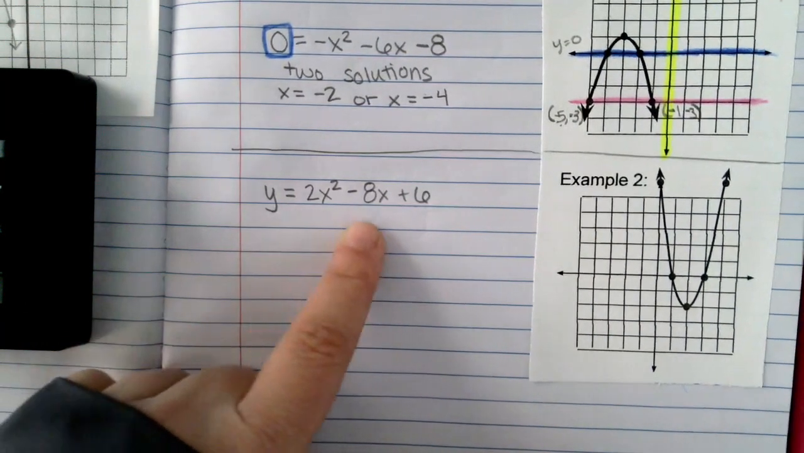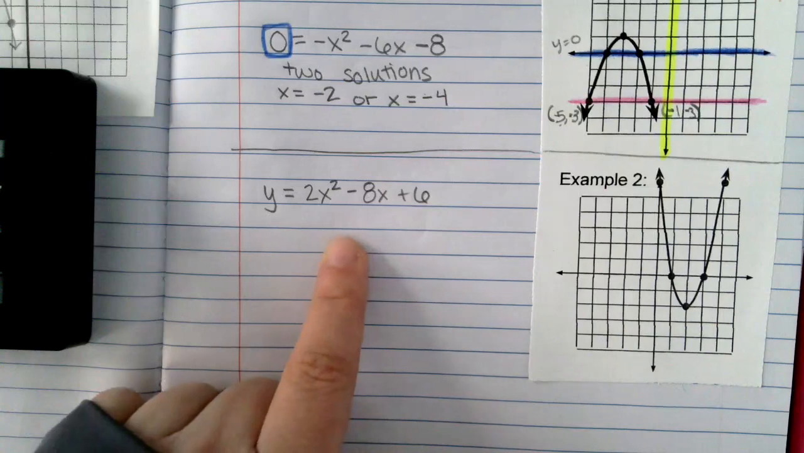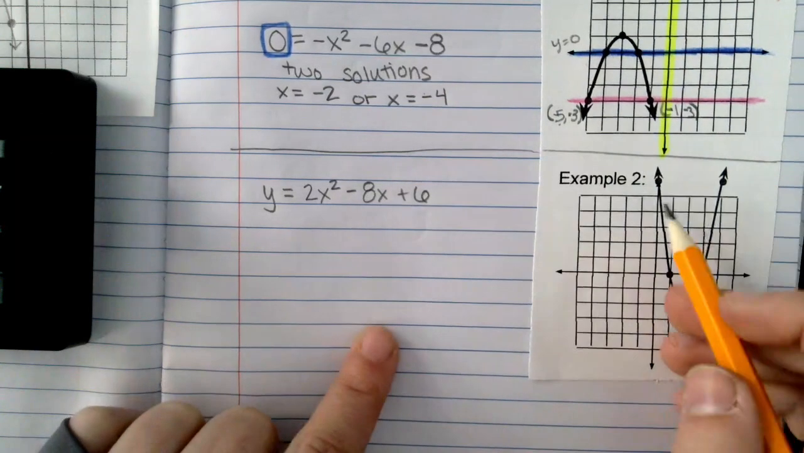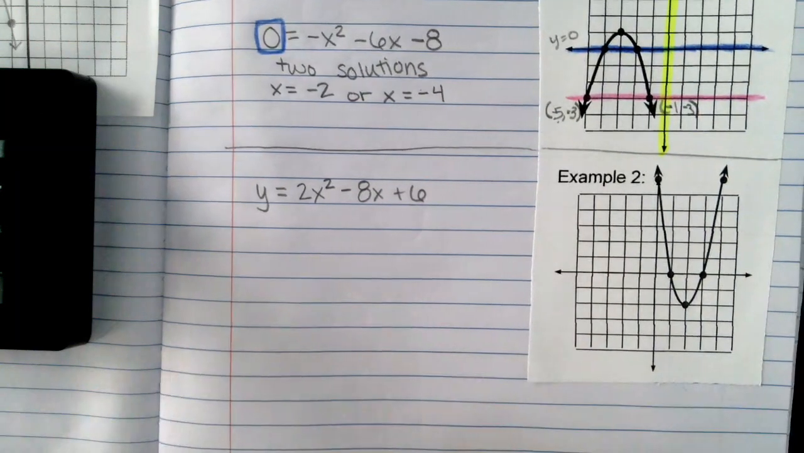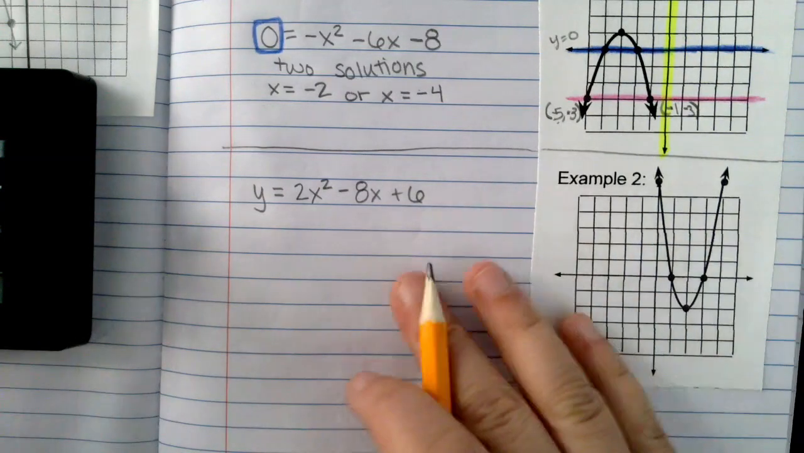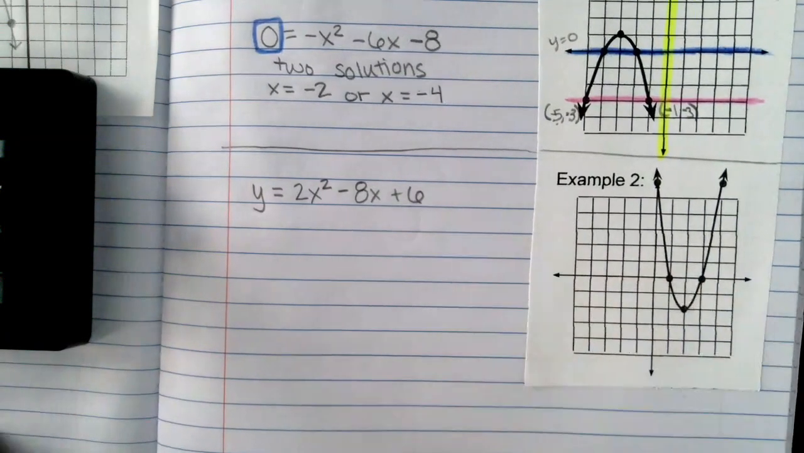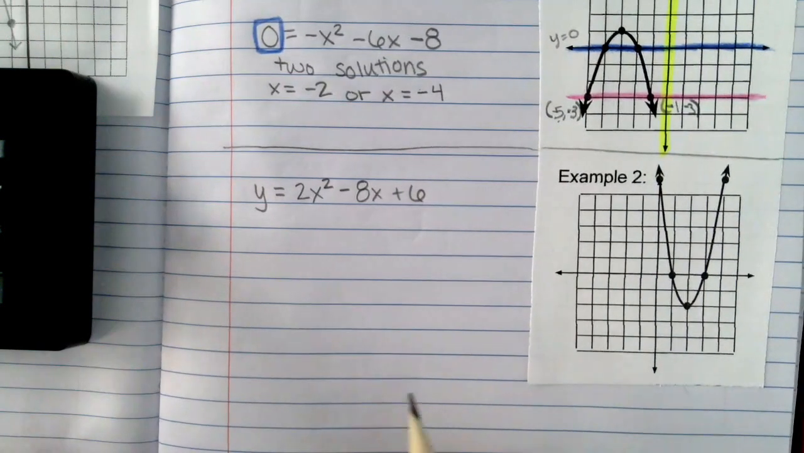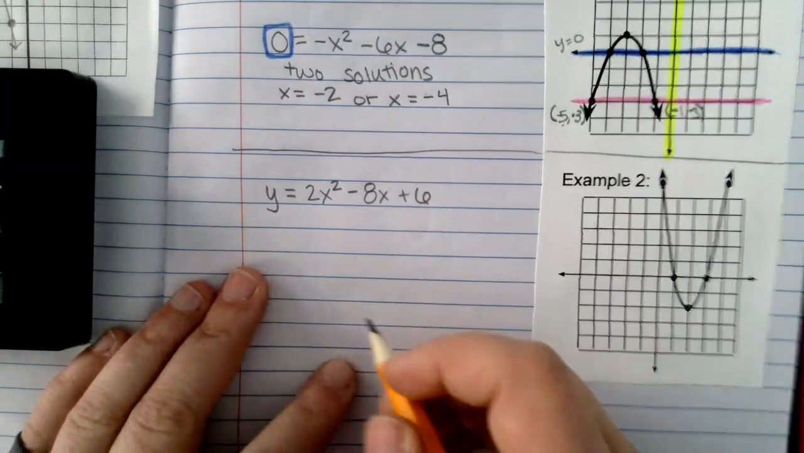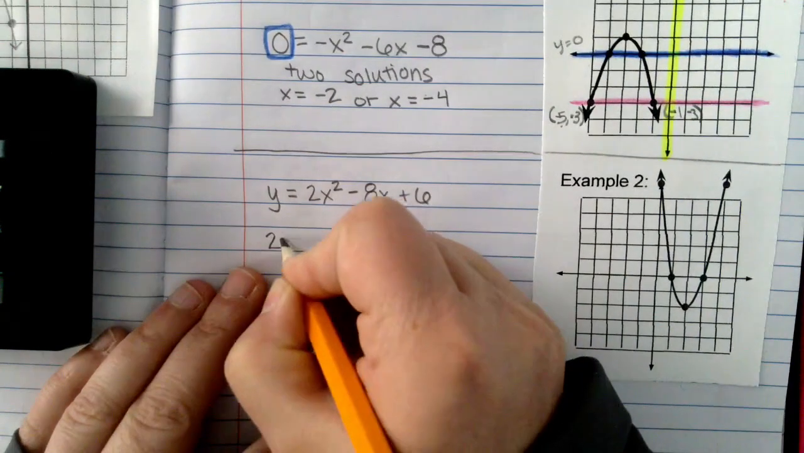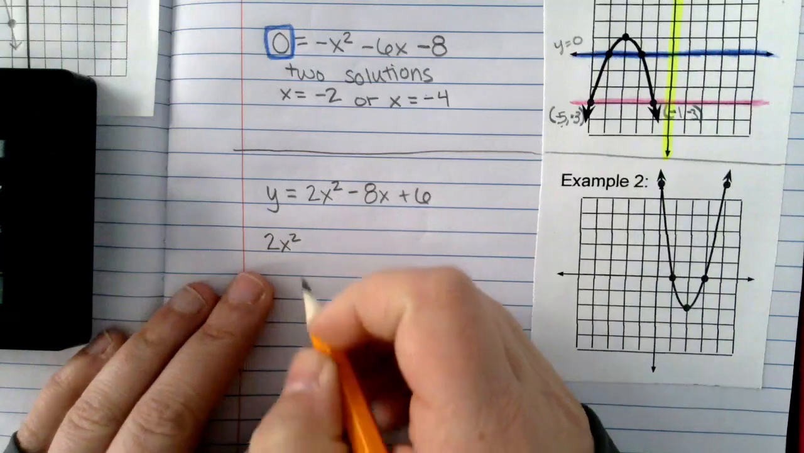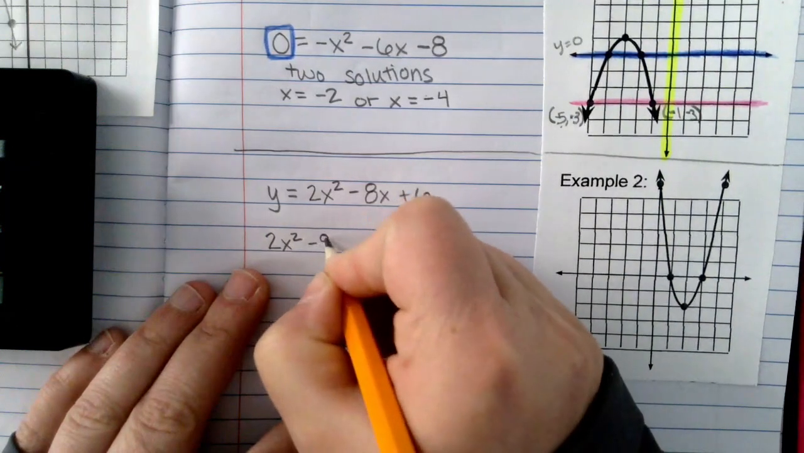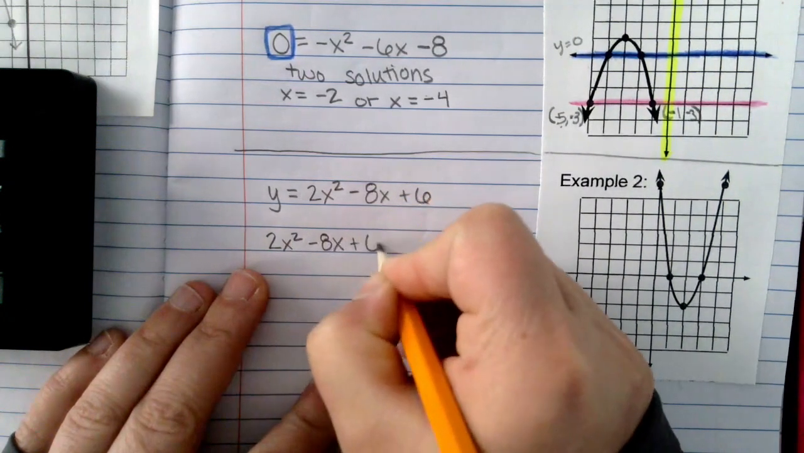We would find that vertex. We would make a table, and then we would plot that graph. Okay? But today we're not focused necessarily on making that graph. We're going to use the graph now to find answers to solve. Okay? So for our first example here, we have 2x squared minus 8x plus 6 equals negative 2.